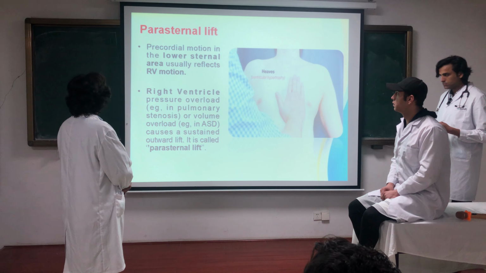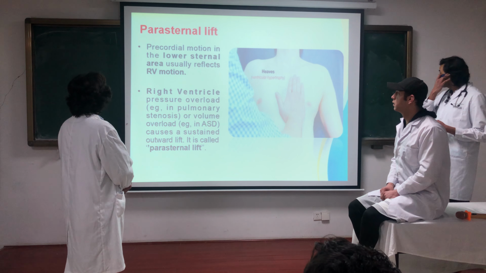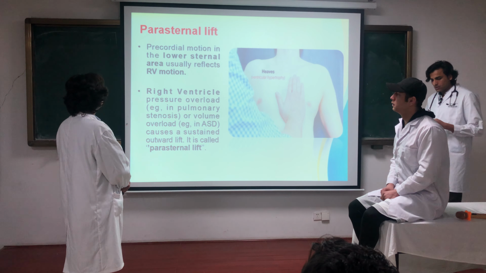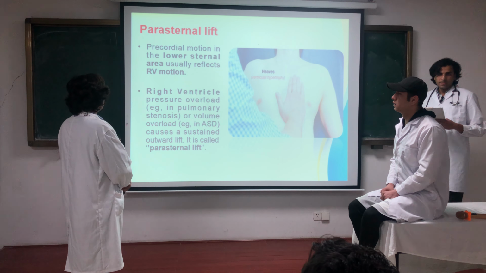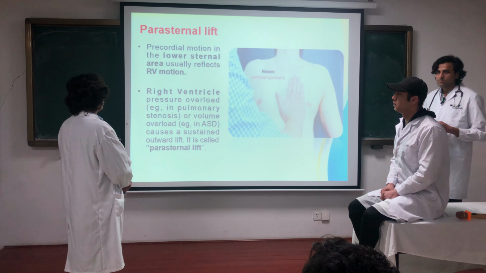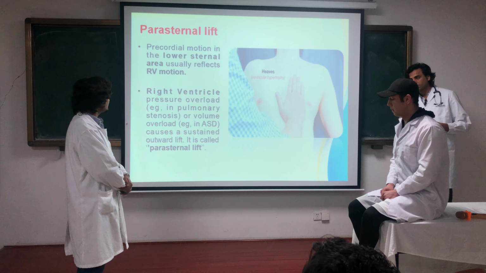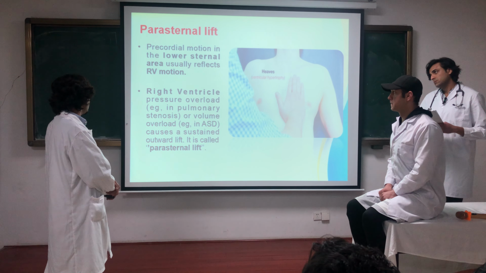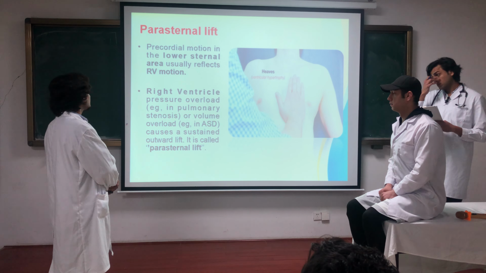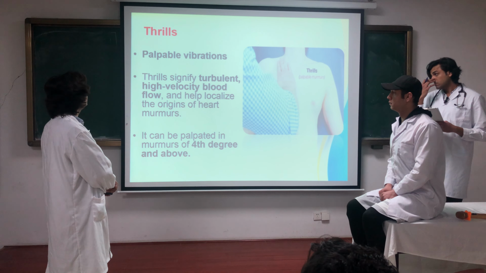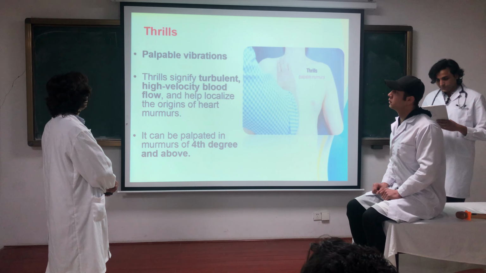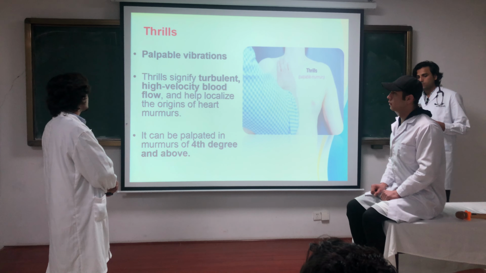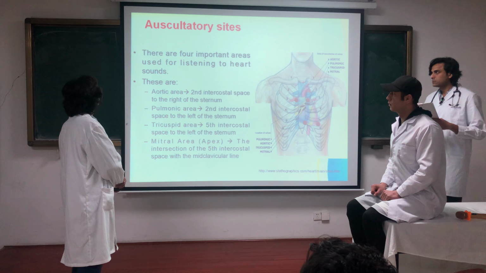Parasternal lift. The precordial motion in the lower sternal area usually reflects RV motion. Right ventricle pressure overload, for example in pulmonary stenosis, or volume overload causes a sustained outward lift. It is called parasternal lift. Thrills. Palpable vibrations. They can be palpated in murmurs of grade 4 and above.